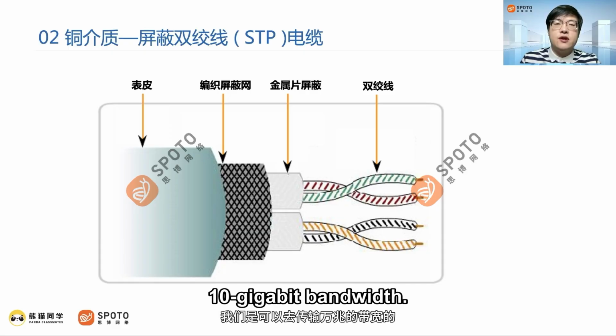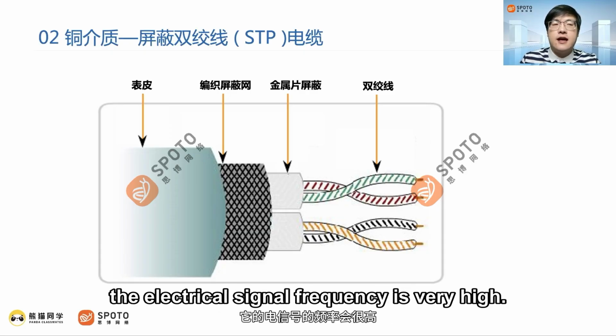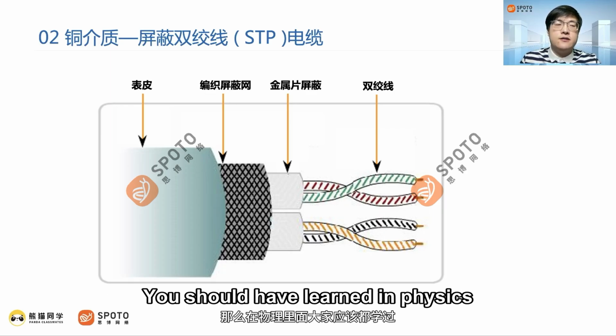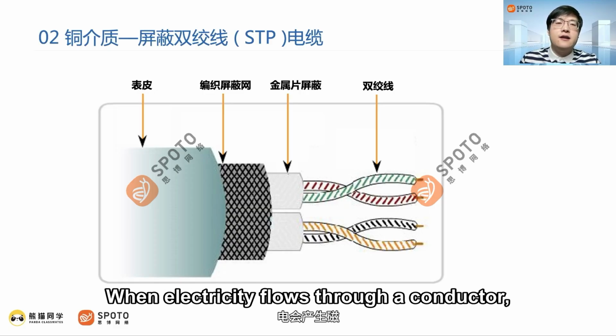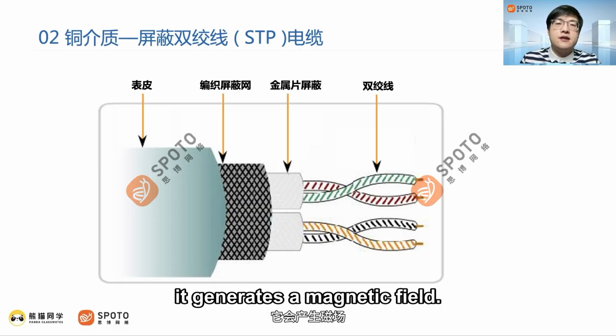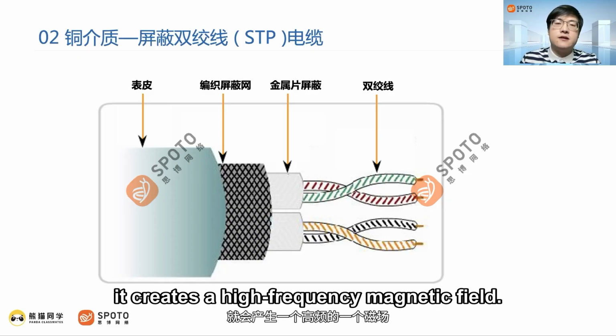We are able to transmit 10 gigabit bandwidth. To transmit 10 gigabit bandwidth, the electrical signal frequency is very high. You should have learned in physics that electricity generates magnetism, right? When electricity flows through a conductor, it generates a magnetic field. When the electrical frequency is very high, it creates a high-frequency magnetic field.